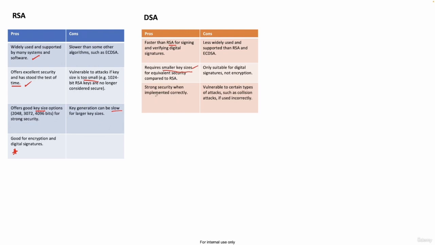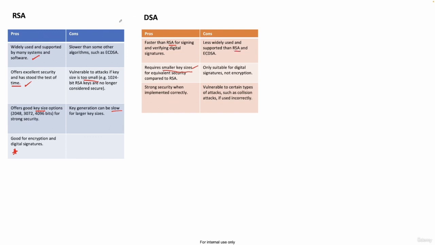And it says that it gives strong security when implemented correctly, which means that you are using the right key size and the right parameters. Then you can achieve a good amount of security if it is implemented correctly. But yeah, a few cons. As compared to RSA, it is less widely used, right? Because as I told you, RSA is more widely used, very popular. So it is less widely used and supported than RSA and ECDSA.